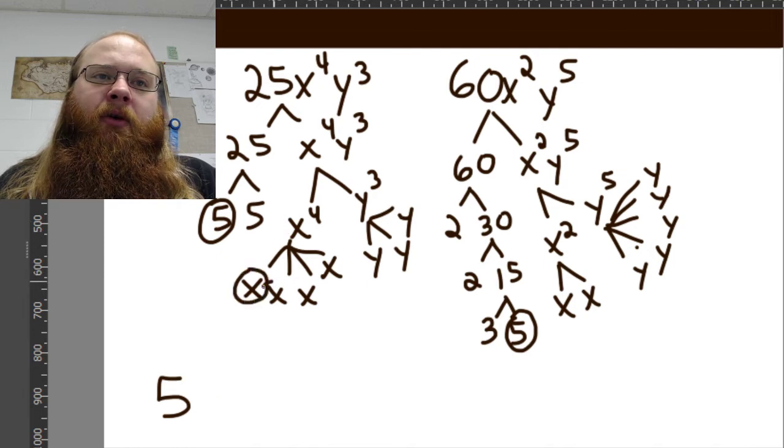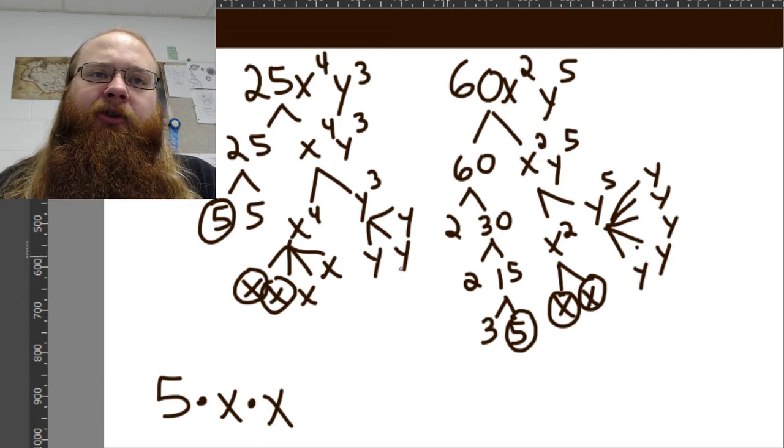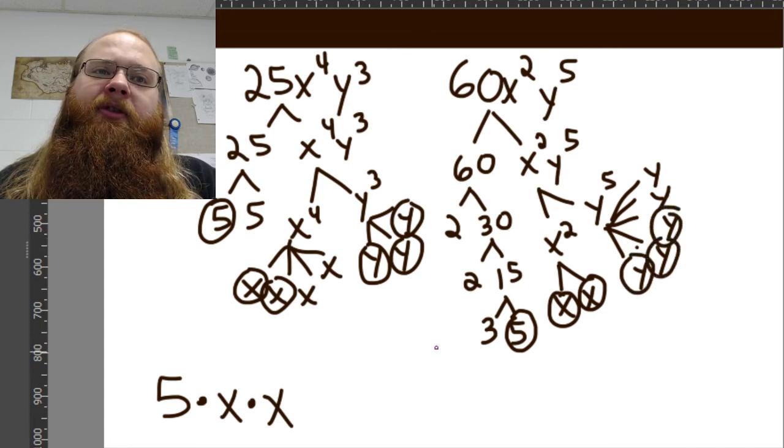They each have 2 x's in common, so we're going to write 2 x's. Now, the fun thing with variables is if you look, the x's had an exponent of 4 and an exponent of 2. That tells us that they're going to have 2 x's in common, because it's always going to be the lower of the exponents. So take a look at the y's. We have a y to the third and y to the fifth. Since 3 is smaller than 5, this means they're going to have 3 y's in common, as they do. So let's go ahead and circle those and write them out.